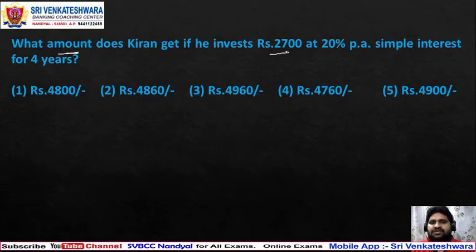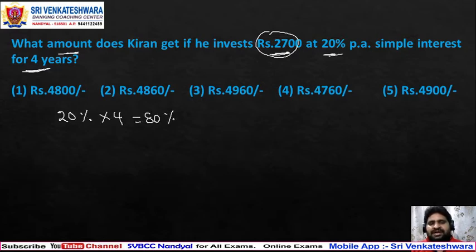So what amount? That means total amount they're asking. If he invests 2,700, that is the principal amount. He is investing at a rate of 20% per annum for 4 years. What is the total amount they're asking? On 2,700 at a rate of 20% per annum after 4 years, what is the total amount you will get? First of all, calculate what is the interest. We are investing at a rate of 20% for 4 years, then how much interest will we pay? 80%.